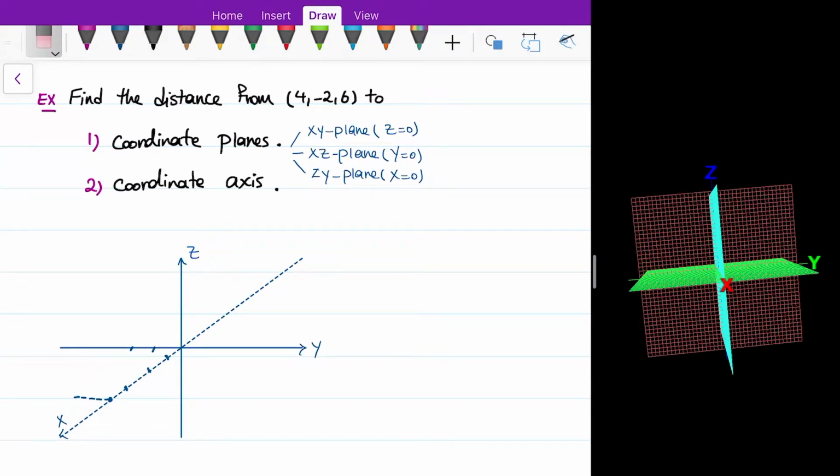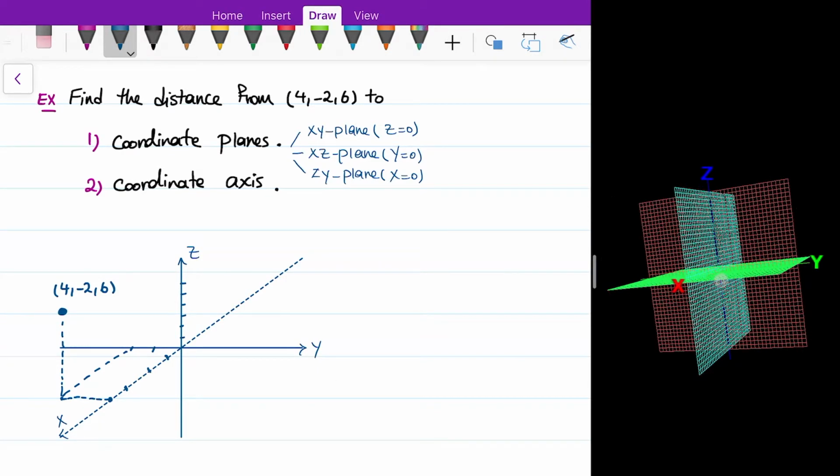Actually, let me make this one a little bit better. Okay, there you go. And then I need to go up to 6. So 1, 2, 3, 4, 5, and then 6. So it would be somewhere like here, if I go up by 6 units. So this is the point, (4, -2, 6).